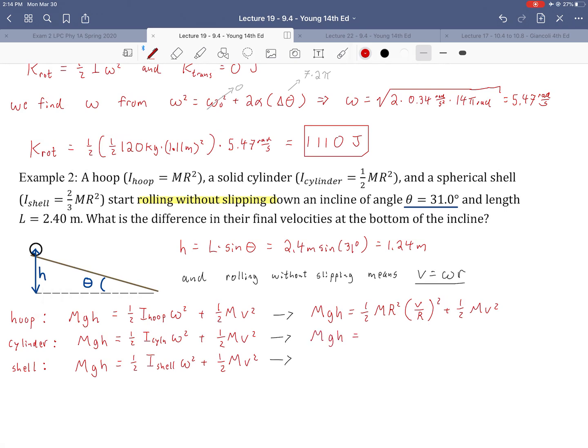Okay, for the cylinder, mgh, you can see why I'm writing it this way, and then 1/2, and then the cylinder has 1/2 mr squared, and then again the substitution for omega, it becoming v over r, and then we square it, and then our kinetic energy term each time. Okay, our translational kinetic energy term, same each time. Okay, and then we got our 2/3 over here for our shell. Looking good.